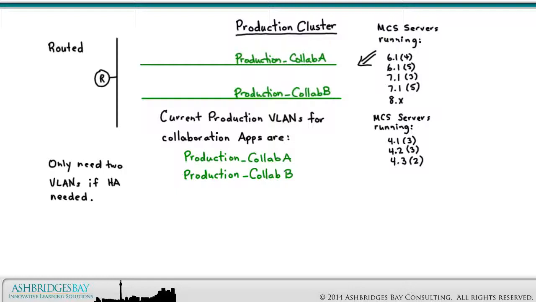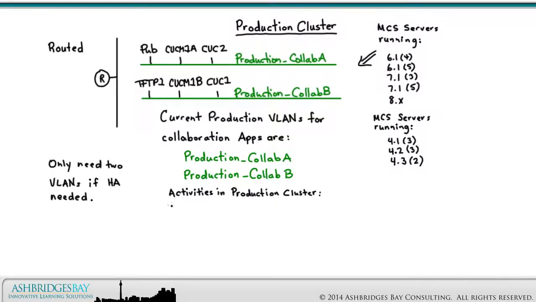We're going to put the Cisco collaboration apps that will go on our first BE6000 server on the Collab A VLAN, and the Cisco collaboration apps that will go on our second BE6000 on the Collab B VLAN. We'll put the publisher and CUCM1A on Collab A, and our TFTP server and CUCM1B on Collab B. If we have a Cisco Unity connection deployment, we'll put the connection publisher, CUC1, on Collab B, and CUC2 on Collab A.